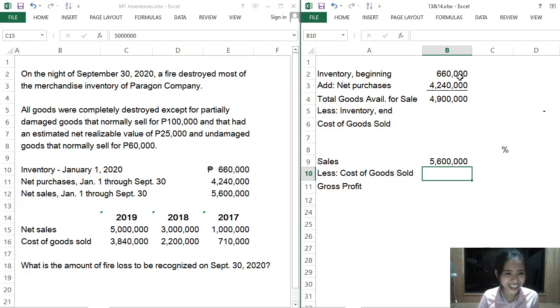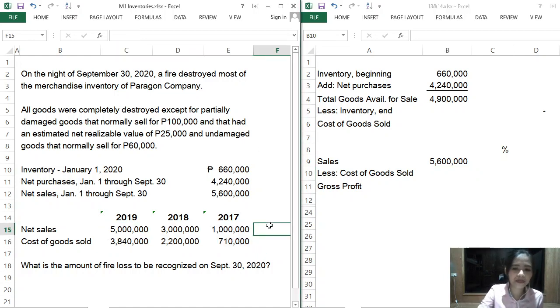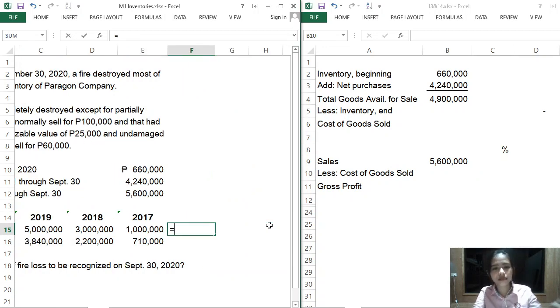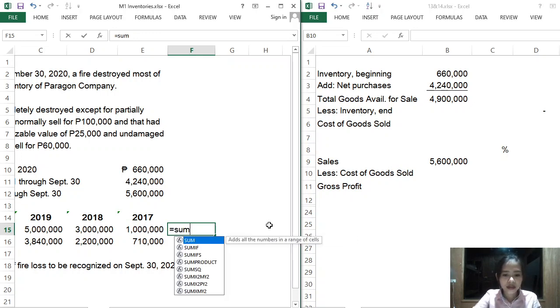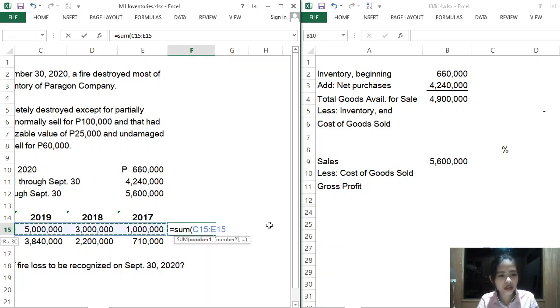Paano ba to? Sige nga. Let's try to come up with the total. Ganyan na lang. So, since binigyan niya tayo ng 3-year information ng company, let's try to get the total para pwede natin siyang ma-assess. Okay? Kung magkano yung rate ng gross profit ng company for the last 3 years.